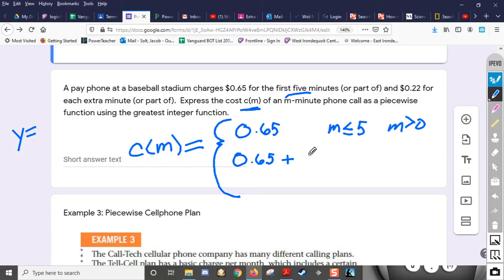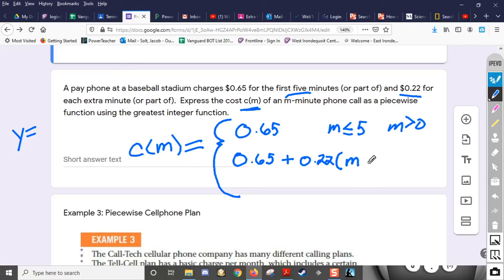I'm pausing here because I want to prompt you to think. Okay, I got my rate. My rate is what I got to add to it. I got to add 0.22, 22 cents for each minute. How am I going to express that? I'm going to put times, right? I'm going to multiply 22 cents times the minutes.